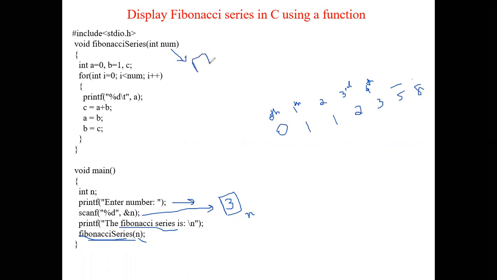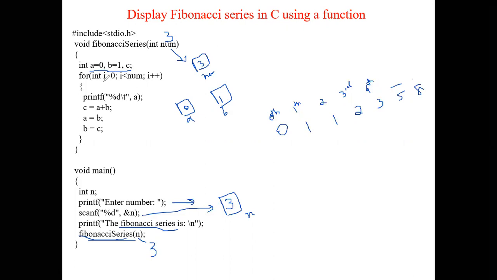Now num is having the value 3. So we have passed the value 3, and that value is copied to num. So we have to display the 3 Fibonacci series. A and B are all local variables to the function Fibonacci series. Inside this function, A is having the value 0. B is having the value 1.